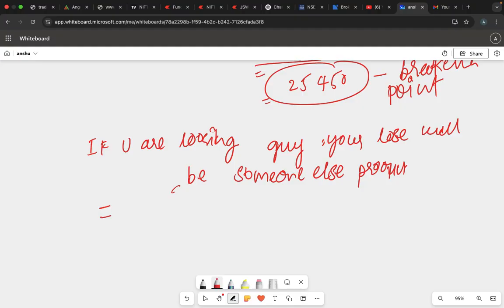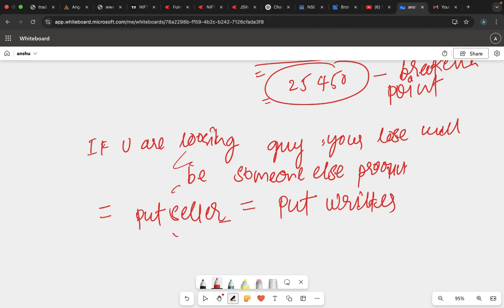Guys, you have heard one word, that is put seller. Any idea what a put seller is? What is the difference between put seller and put writer? Put seller is equal to put writer. Both words are the same. You can say put seller or you can say put writer, both are the same.